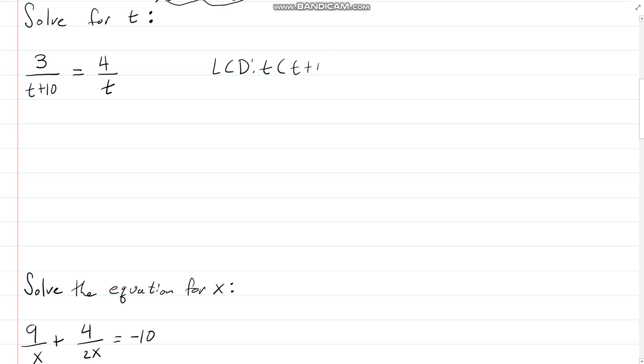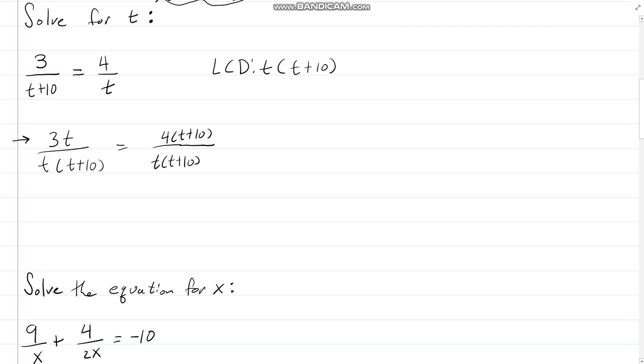So t plus 10. This denominator is t, this is t plus 10, so our LCD has to be t times t plus 10. What does the t plus 10 require? Well, it's going to require a t, so you have 3t, t plus 10 equals 4. Now, what's this t missing? It's missing the t plus 10. So I need a t plus 10 right there.